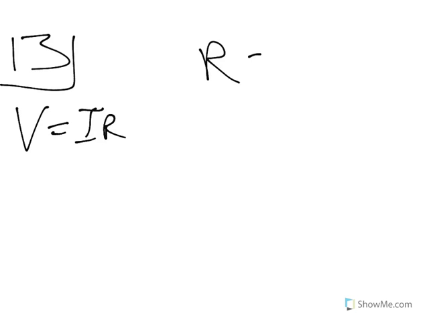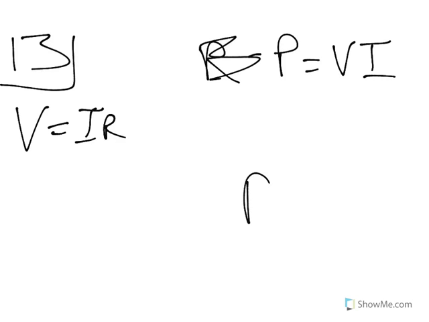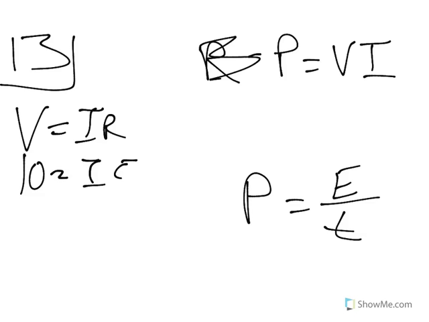Number 13, the resistance of a wire is determined by the voltmeter and ammeter method. The voltmeter reads 10 volts and the resistance is 5 ohms. Find the energy used by the resistor in 40 seconds. So these are the things you need to know. Power equals voltage times current, and power is equal to energy divided by time. We need the first one to figure out the current. Voltage is 10 and resistance is 5, so the current is equal to 2 amps.